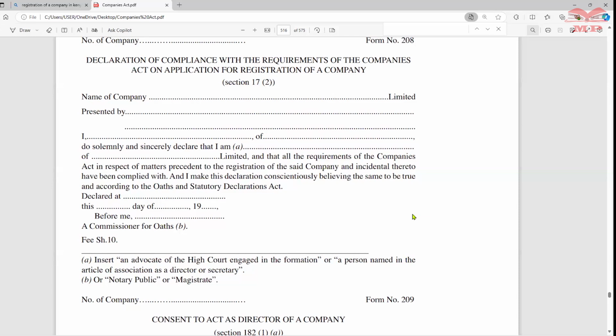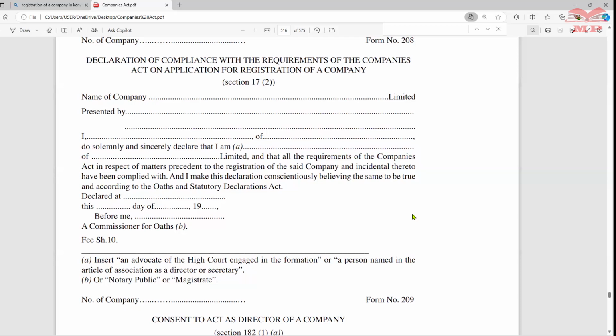That was the formation of a public company. So for a private company, we follow the same procedure, only that the memorandum will be signed by at least 2 of the company's promoters.